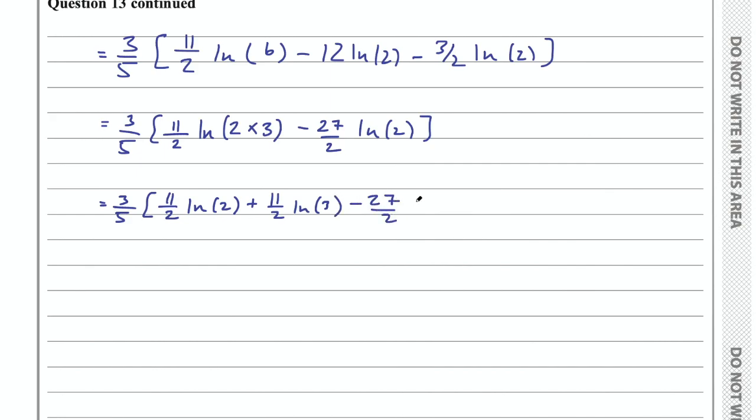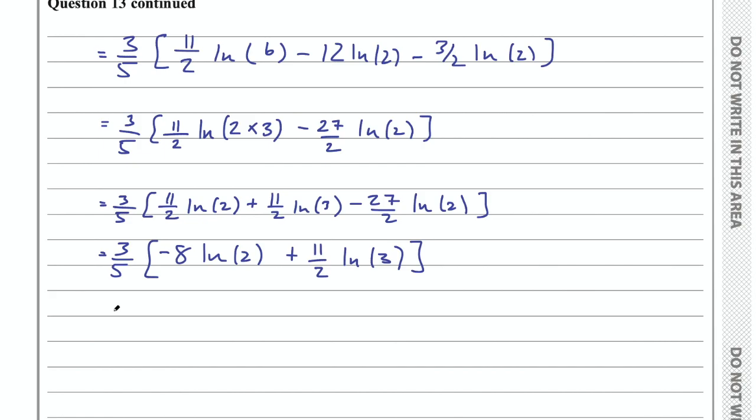Take 27 on 2 log 2. And now I have 11 on 2 log 2, take 27 on 2 log 2. What was this? This was 5.5, take 13.5. The difference there is 8. So this is going to be negative 8 log 2 plus 11 on 2 log 3. Okay, so finally we have log 2 and log 3 by themselves.